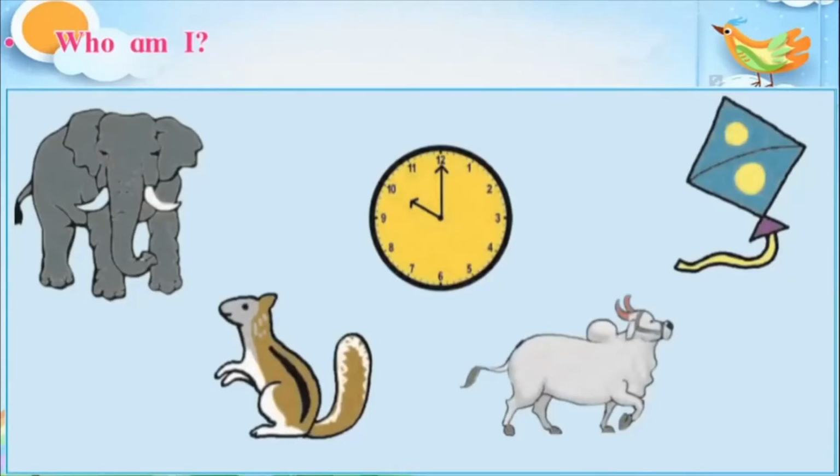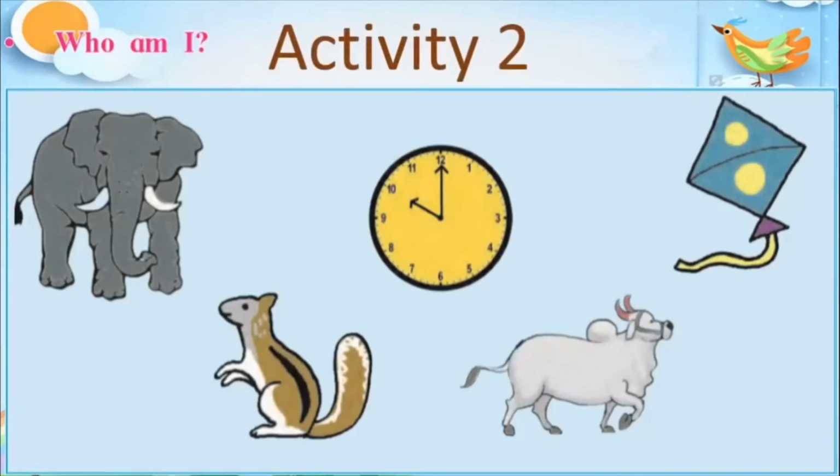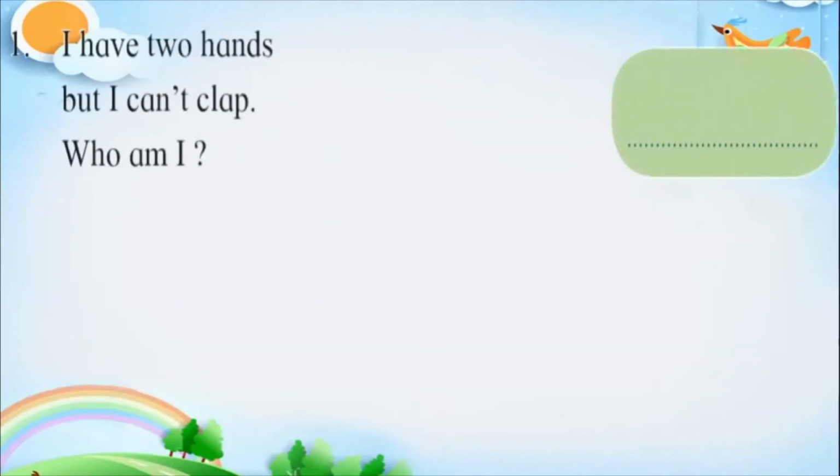So which is the next activity? The next activity is an activity called Who Am I? And it is activity number 2 for today. And this Who Am I means we are going to solve these riddles. Okay, we are going to solve all these riddles now. So let us start with the first one. So see, this is a riddle that you have in your textbook.